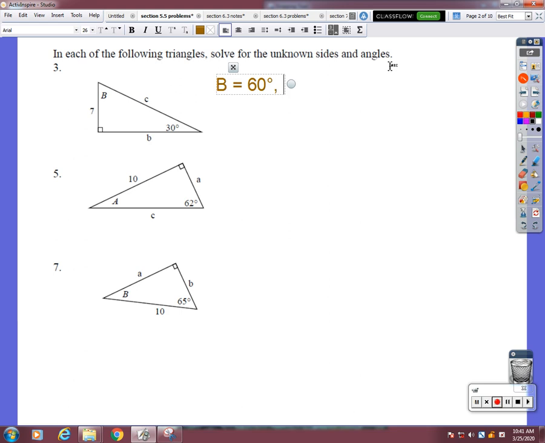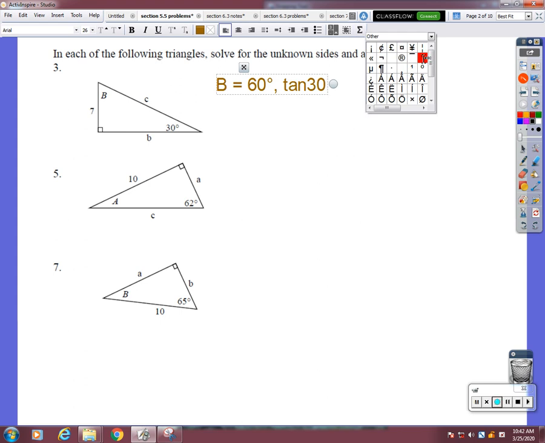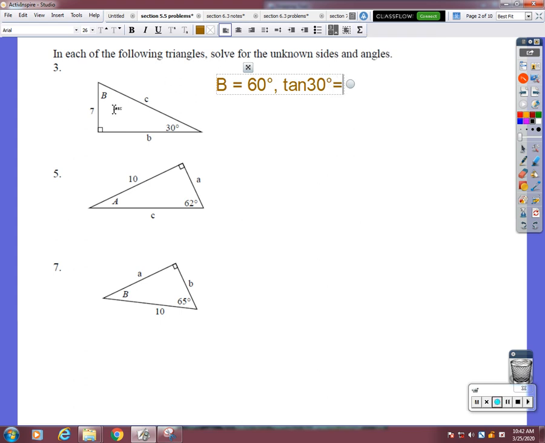Then if I'm going to find this side right here, that's the adjacent side relative to this 30-degree angle. I know the opposite side, so I can say the tangent of 30 degrees equals the opposite side, which is 7, divided by the adjacent side, which is b. So this is a fun little one to mess around with, because in this case I'm not going to multiply both sides by 7 because the 7 is on top.